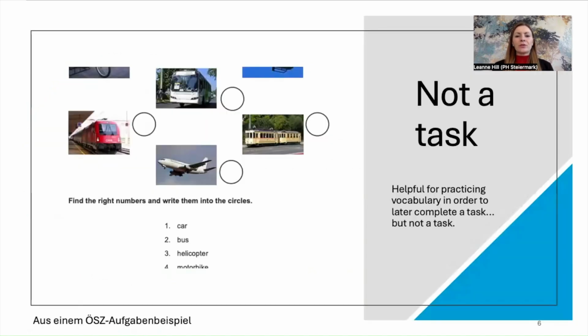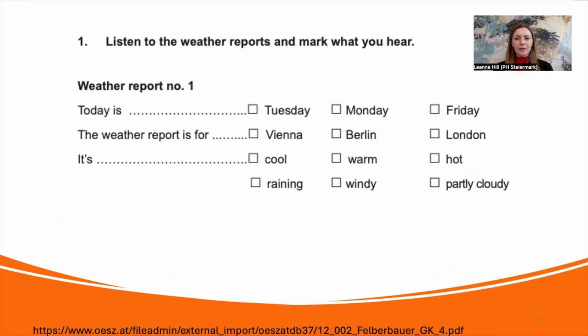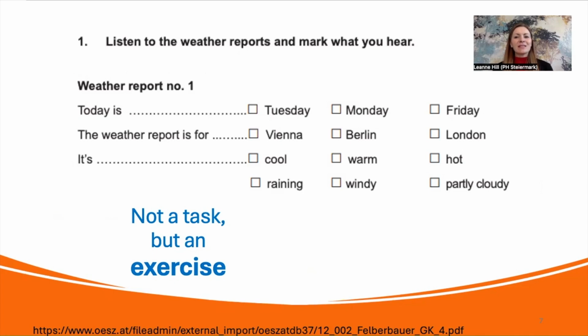If we go to this next example, we see a weather report. We're a big group, so I'll reveal the answer. It is also not a task. This is an exercise. We listen to someone speaking, probably a weather report, and then we tick the correct box. So there's only one correct answer.